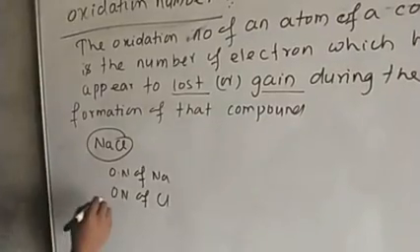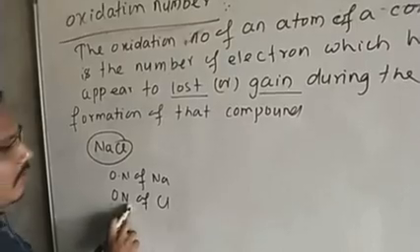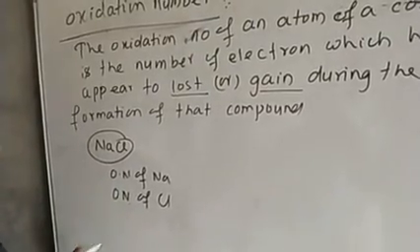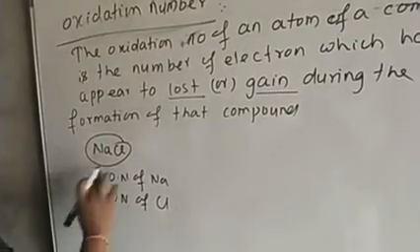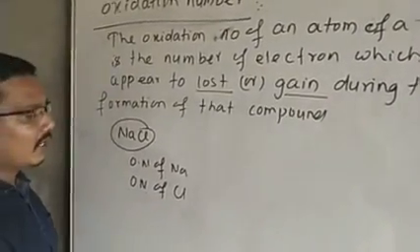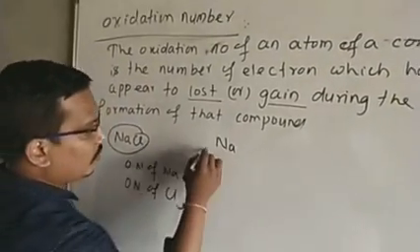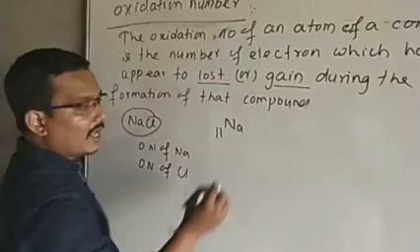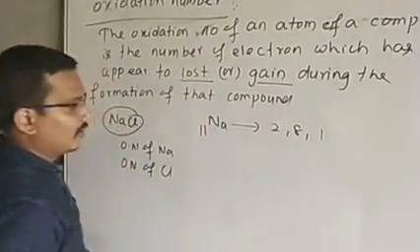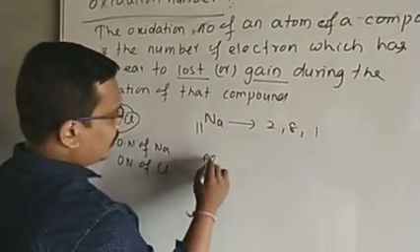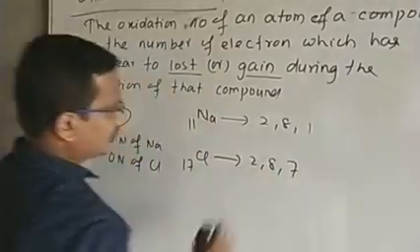Oxidation number, in shortcut, we write ON, O for oxidation, N for number. Then what is the oxidation number of sodium in NaCl? What is the oxidation number of chlorine in NaCl? How can you calculate? We know that the atomic number of sodium is 11 and its electronic configuration is 2,8,1, and the atomic number of chlorine is 17, that is 2,8,7.